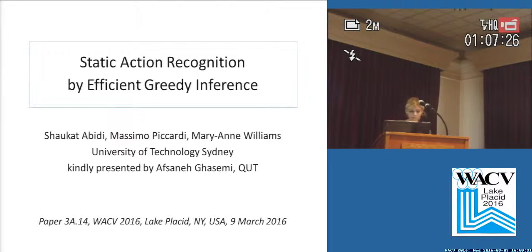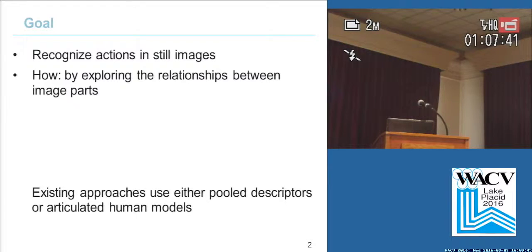This paper is about static action recognition by efficient greedy inference. The authors are Shoka Dabidi, Massimo Piccardi, Marianne Williams from University of Technology, Sydney, and the paper is presented by Hassan Gassemi. Our goal is to recognize actions in still images.